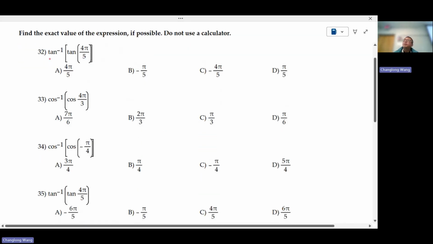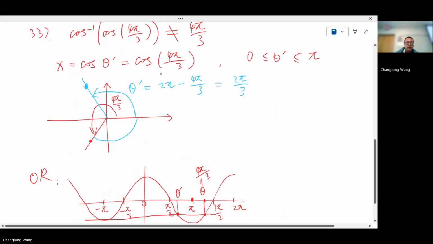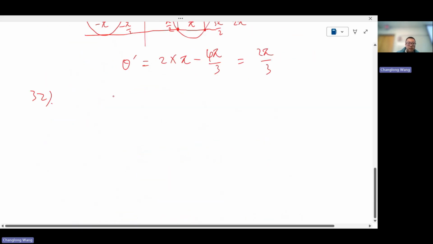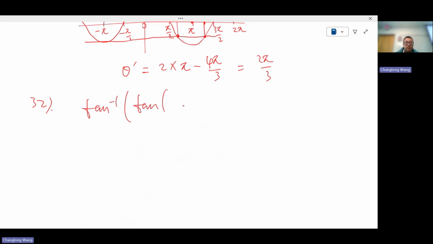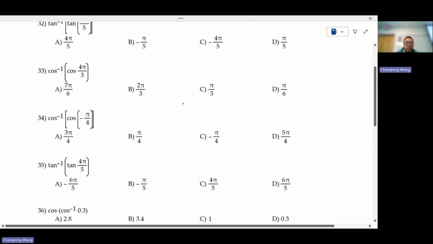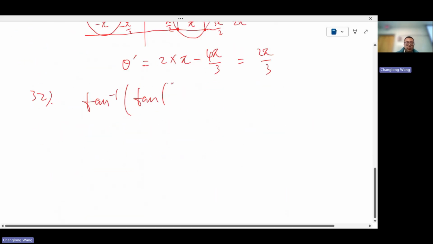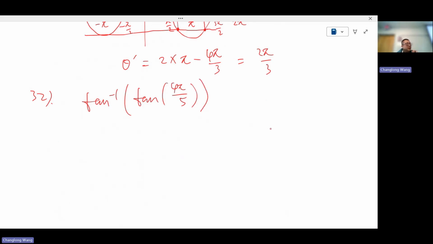All right, so now let's see 32. Tangent inverse of tangent of 4 pi over 5, right? 4 pi over 5. So I think that you're probably going to like the tangent inverse and the tangent a bit better. And also the graph of the tangent is a bit hard to draw. If you don't mind, let me take a shortcut just by taking a screenshot of the tangent graph.